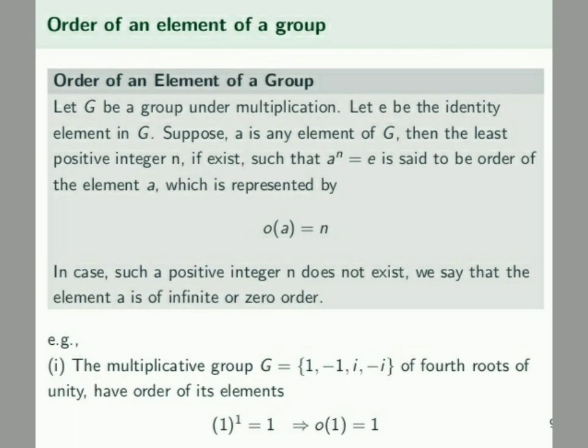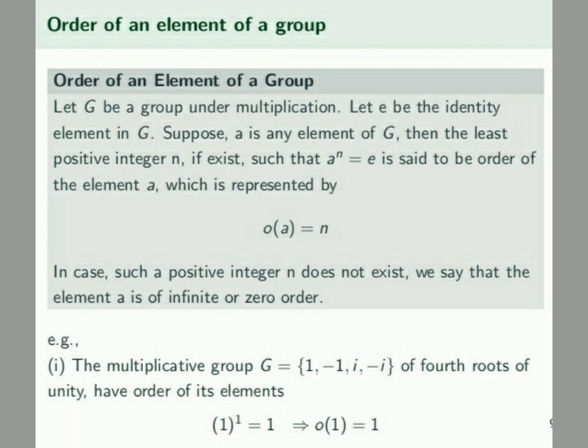Okay, next definition, order of an element of a group. Let G be a group under multiplication. Let E be the identity element in G. Suppose A is any element of G, then the least positive integer n, if it exists, such that A power n equal to E is said to be the order of the element A, which is represented by order of A. In case such a positive integer n does not exist, we say that the element A is of infinite or zero order.